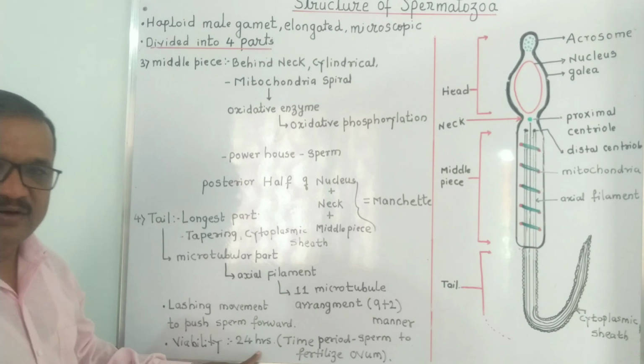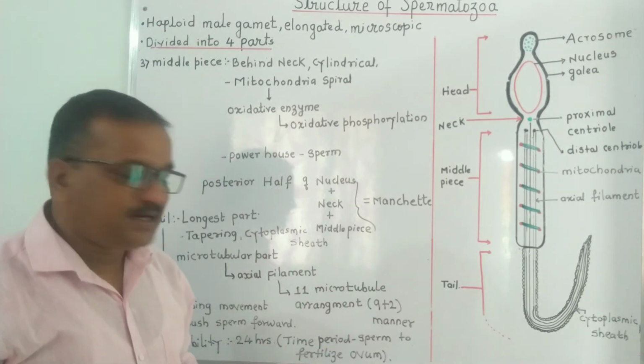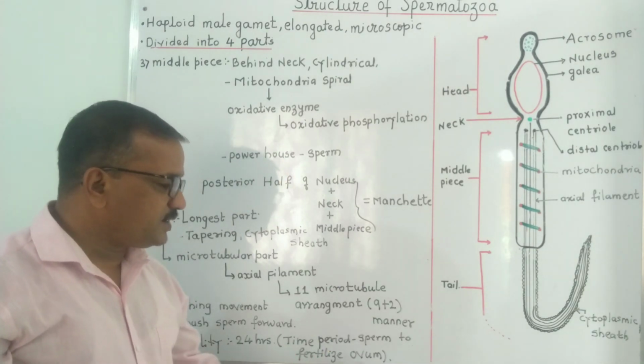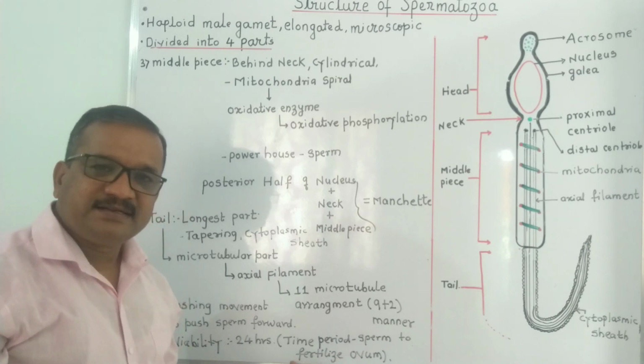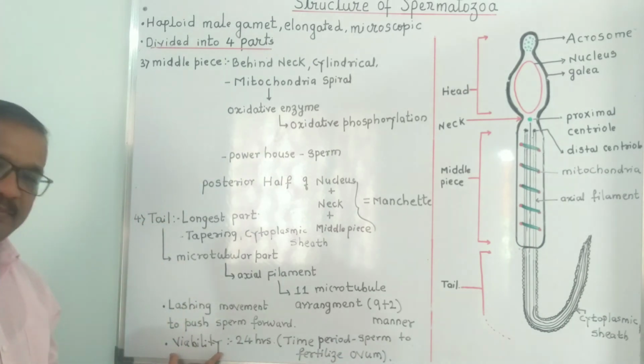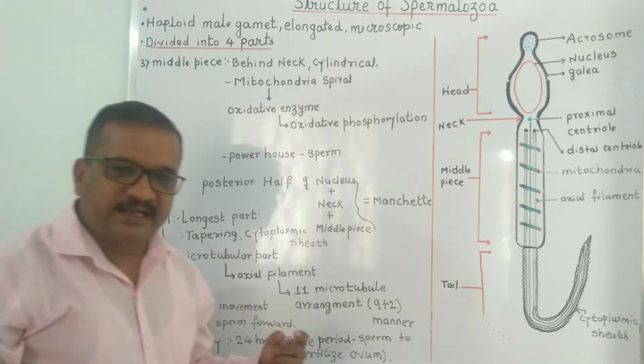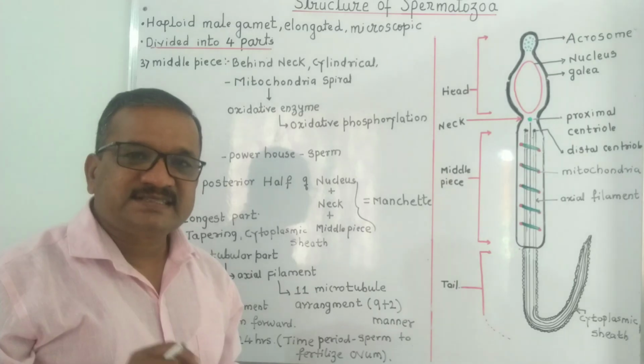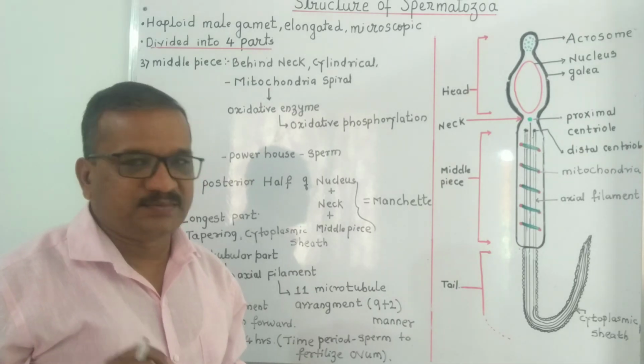Viability means what? It is the time period of sperm to reach the ovum and fertilize it. So it is called the viability period of sperm. And the last point is that the smallest cell of our body is the sperm. This you have to keep in mind.